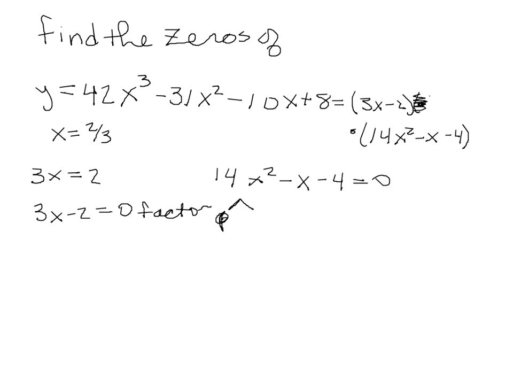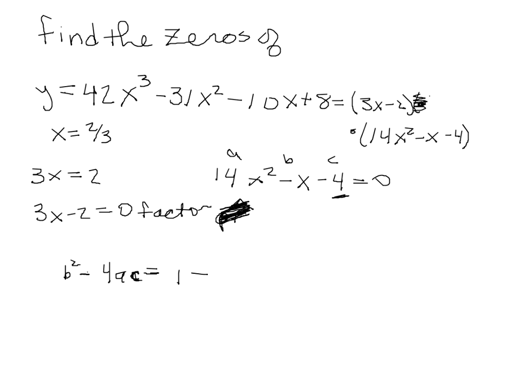Now let's see. 14 factors into 1. Oh, well, this could factor. This probably does factor, but we'll use the quadratic formula. So we have a, b, c. I'm going to look first for b squared minus 4ac. I should get a real number, or a positive number, because I had 3 zeros on the other page.